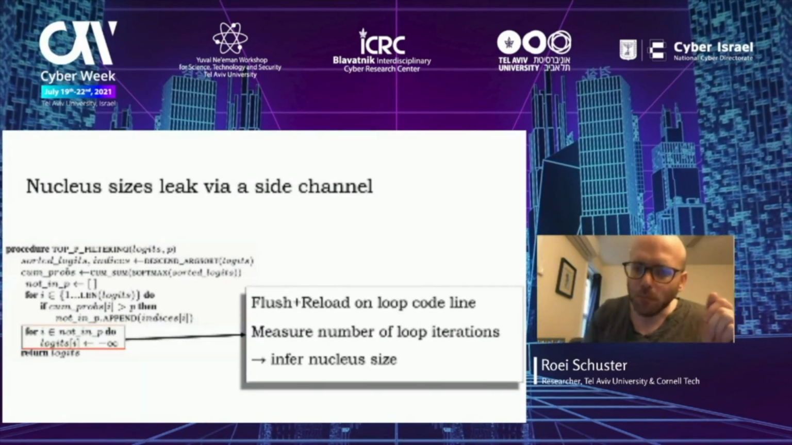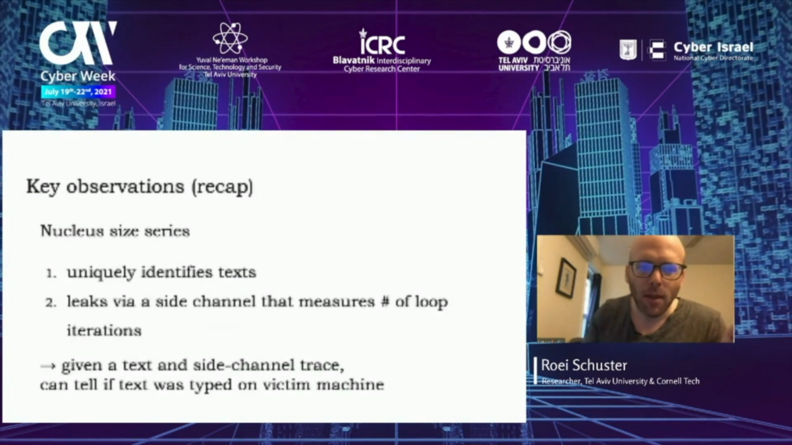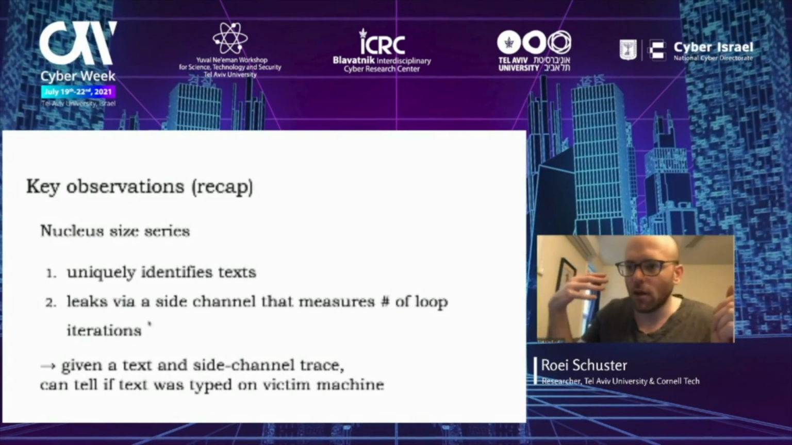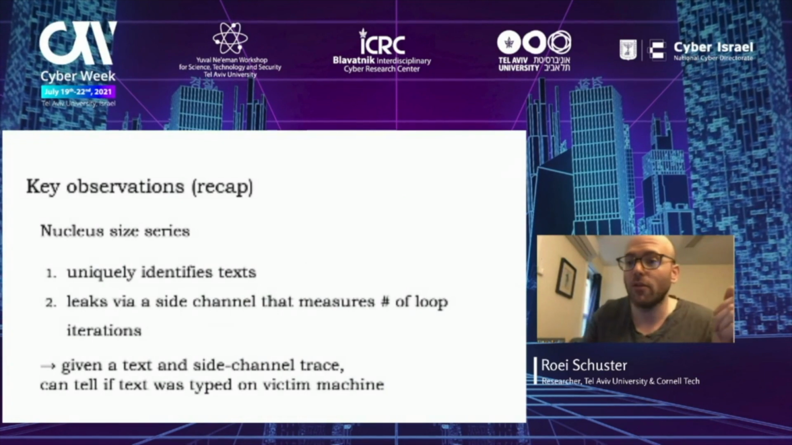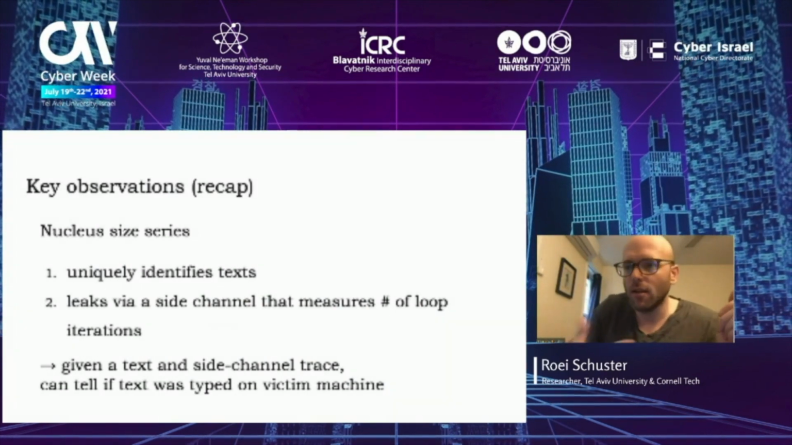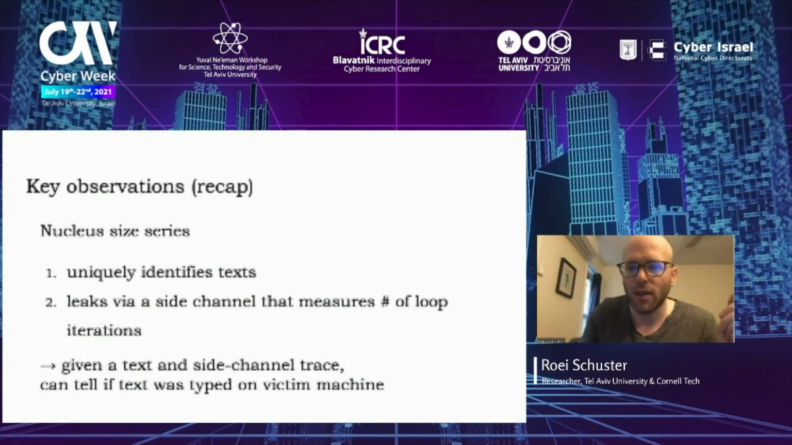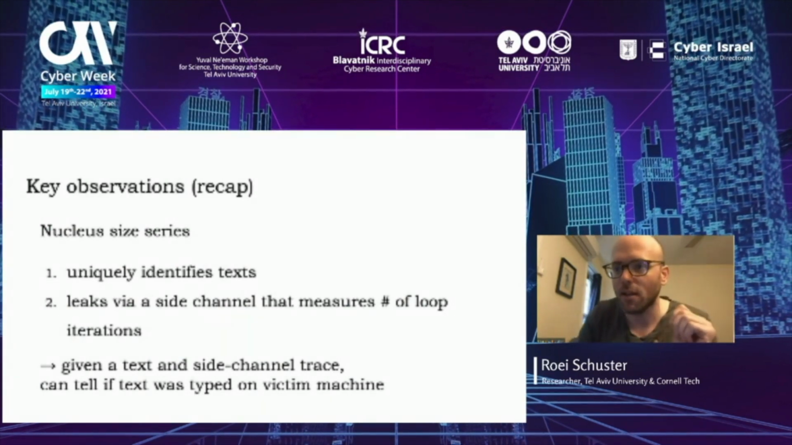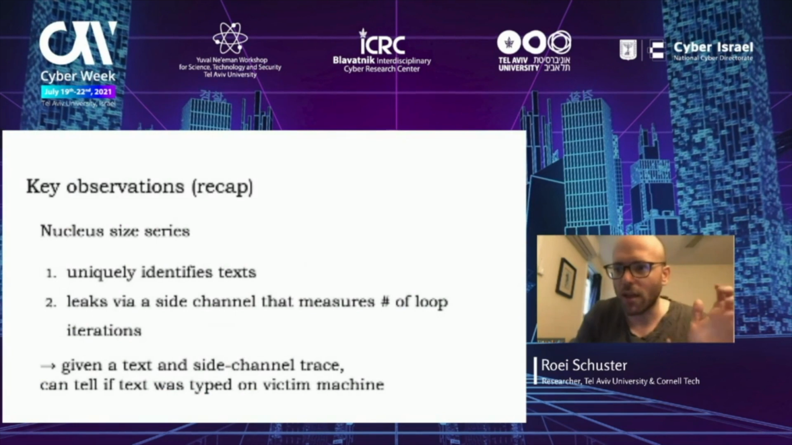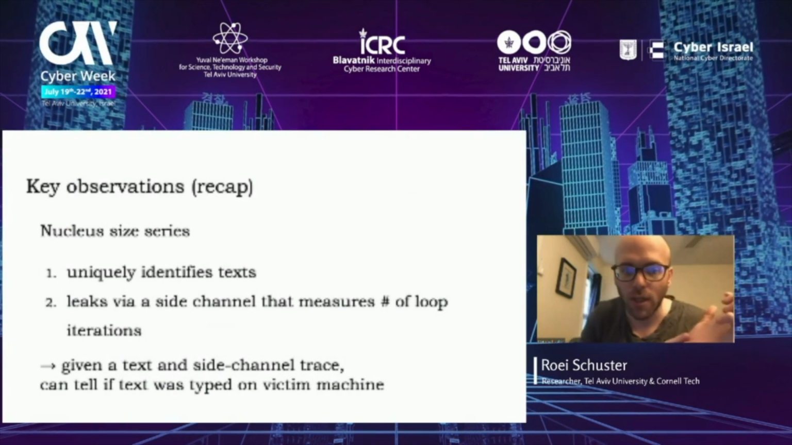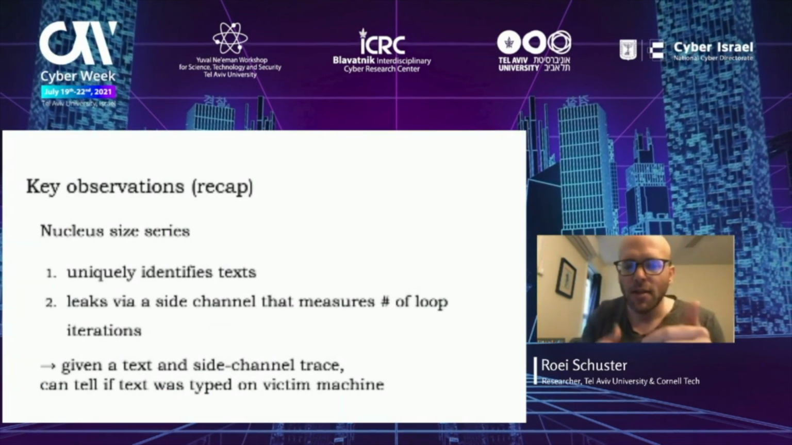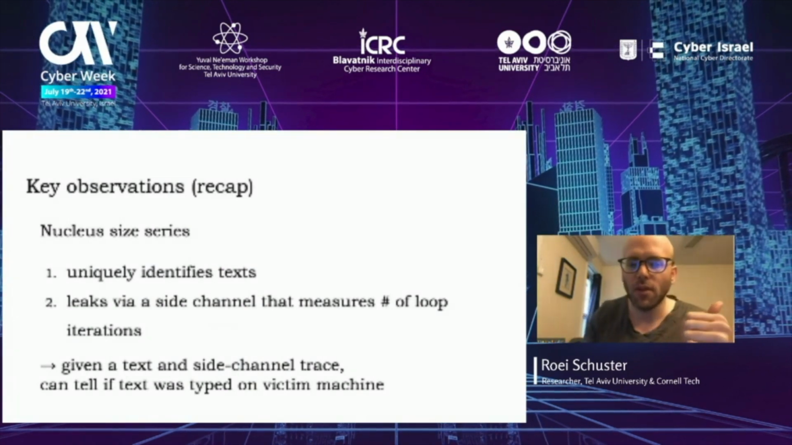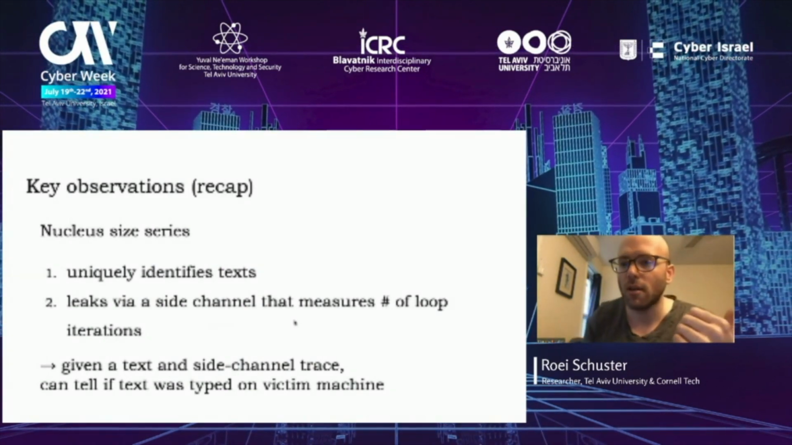And so that means that if we have an artifact that uniquely identifies texts and it leaks to third parties via this side channel, because of the implementation detail that basically makes it leak. It leaks through the cache side channel. I'm not going to get into what that is, but it does. So given text in the side channel trace, we can tell if the text was typed on the victim's machine.